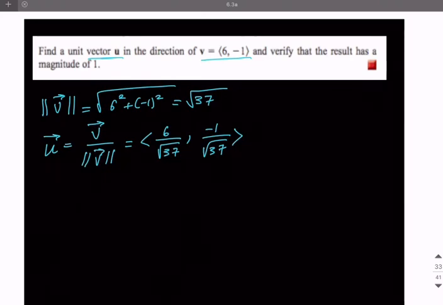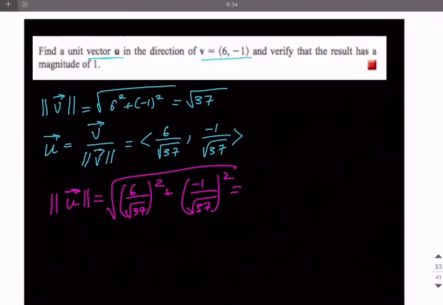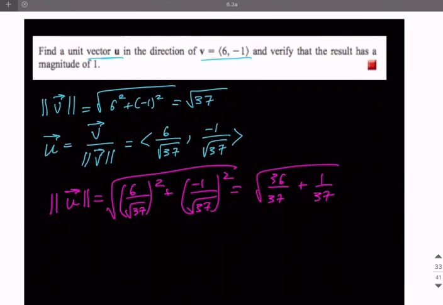Now we need to verify that the magnitude is 1. So let's see what is the magnitude of vector u. It's going to be the square root of (6 over root 37) squared plus (negative 1 over root 37) squared. So the first one becomes 6 squared is 36 over 37 plus 1 over 37, square root. So this is 37 over 37 square root, which is 1, and that's the answer.